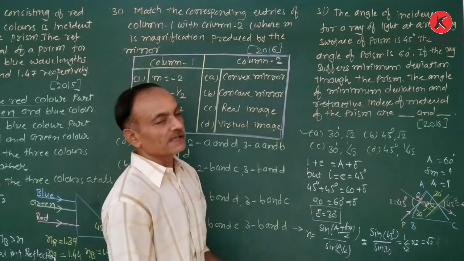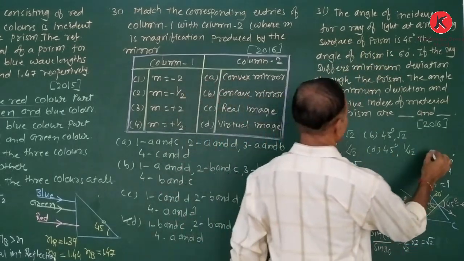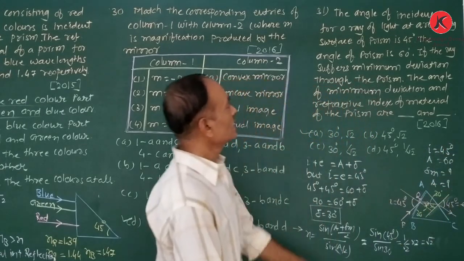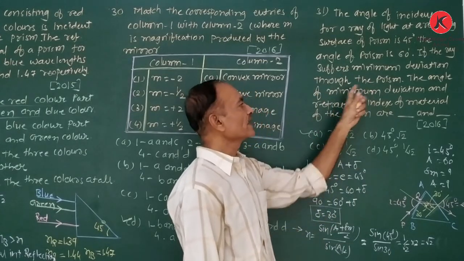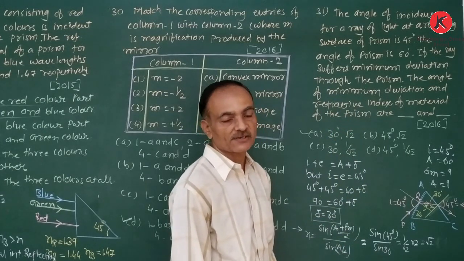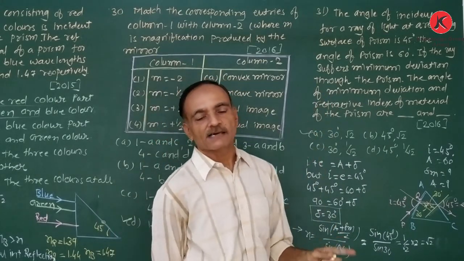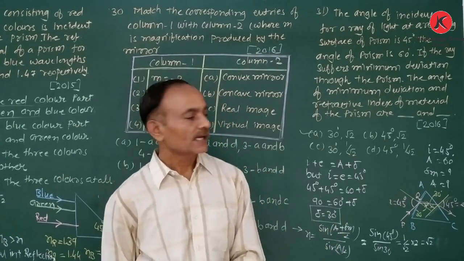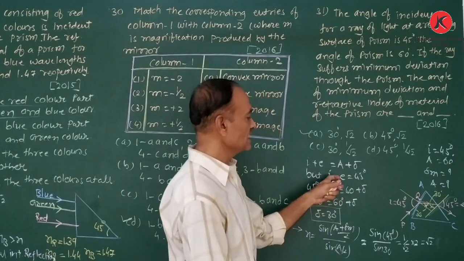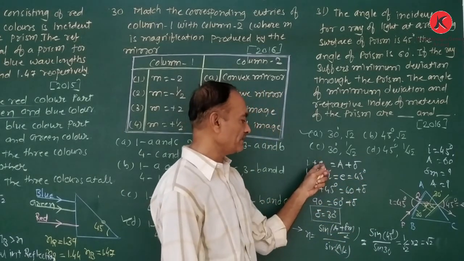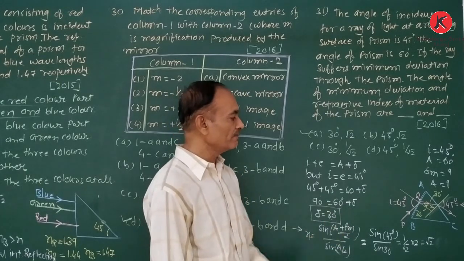Again, the question is that the angle of incidence for a ray of light at a reflecting surface of the prism is 45. So I is given as 45 degree. The angle of prism is 60. If the ray suffers minimum deviation through the prism, we have to find the angle of minimum deviation and refractive index. Here it is given that the ray suffers minimum deviation. That means for the minimum deviation condition I is equal to E, and we have the equation I plus E is equal to A plus delta. Right? For delta equal to delta M, I is equal to E, and that is 45. So 45 plus 45, 90, equals prism angle 60 plus delta. Therefore, delta is equal to 30. That is the value of minimum deviation.